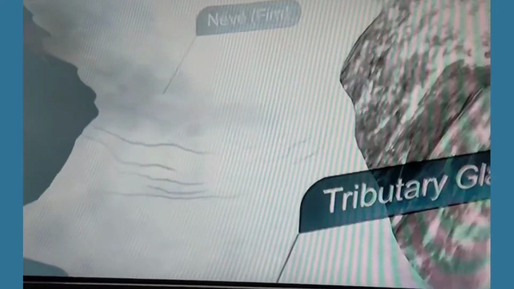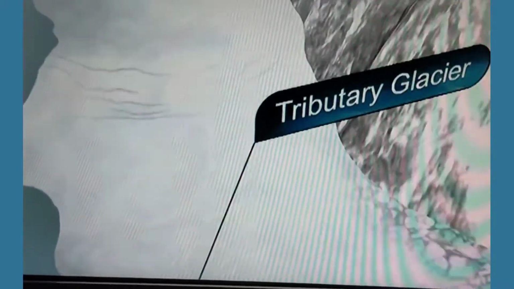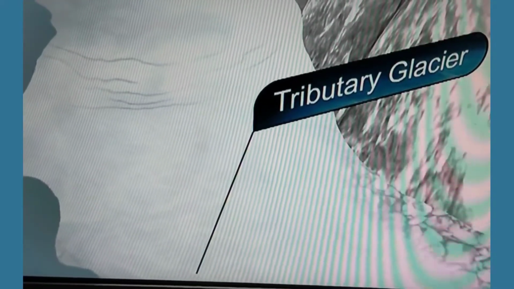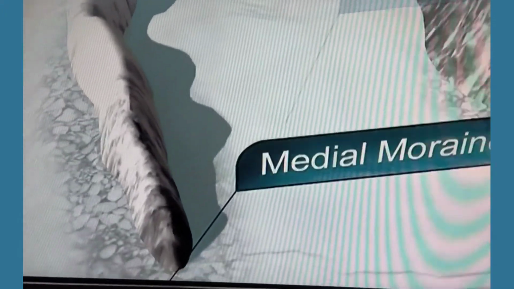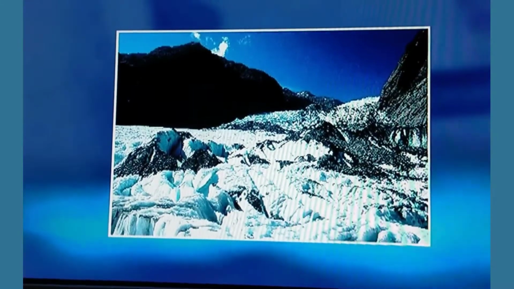A tributary glacier is a secondary glacier that combines with another to form one large glacier. On its way down, the tributary glaciers scrape against a sharp central spine of rock called an arête. The resulting trailing debris is called medial moraine.